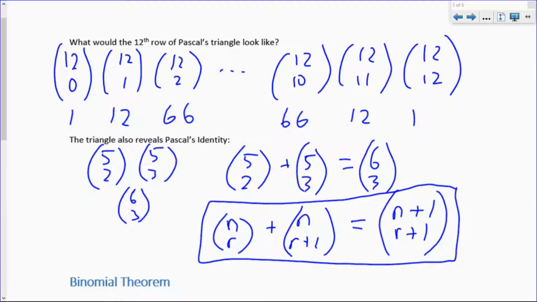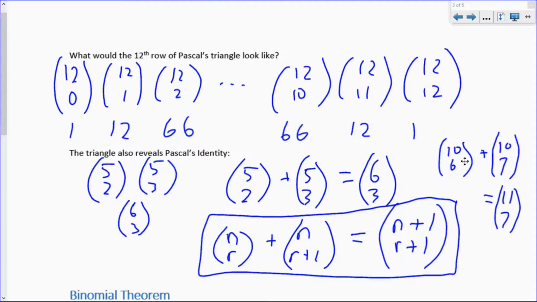So for example, if I wanted to, I could say that 10 choose 6 plus 10 choose 7 is going to be equal to 11 choose 7. Why? Because if I think about Pascal's triangle and counting paths, that's always true.